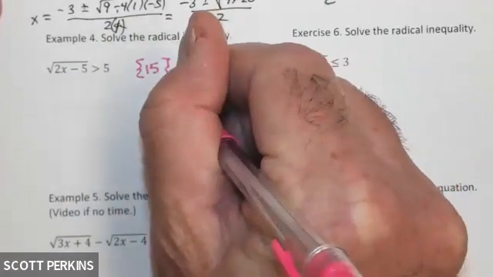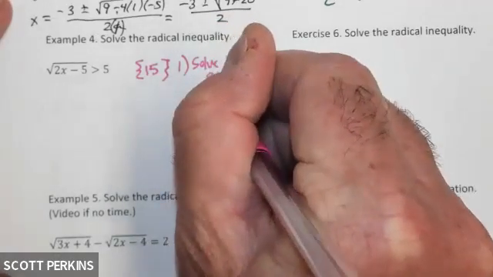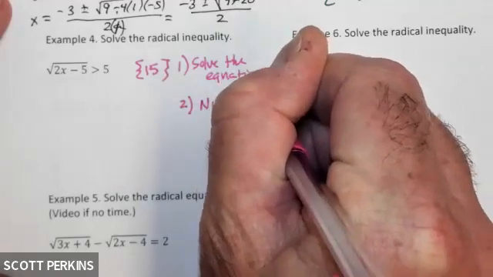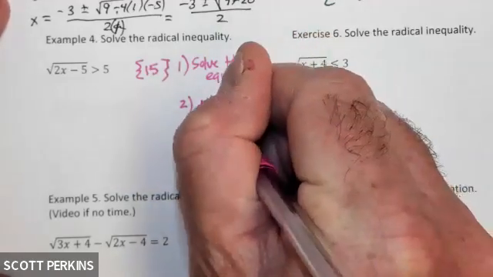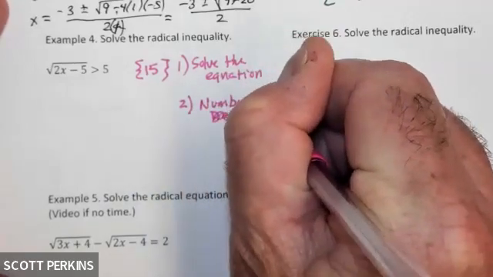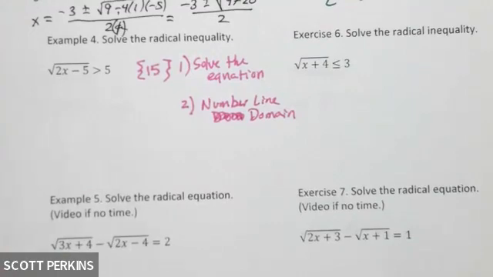Does anyone remember what step 2 to solving my inequality is? I need my number line. Exactly. What does the number line represent? Ah, yes. And we saw that it became a little more interesting when we talked about rational inequalities. And it's even more interesting now that we have radical inequalities.